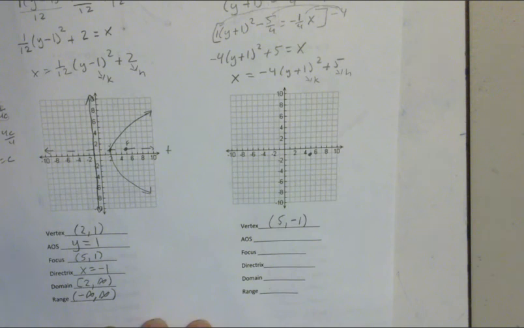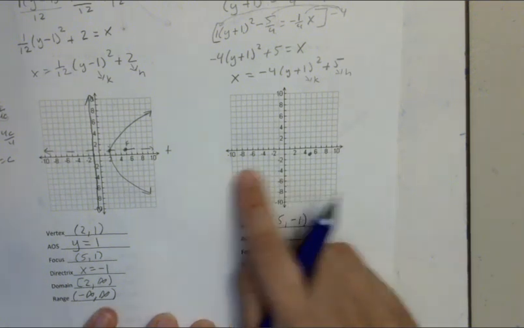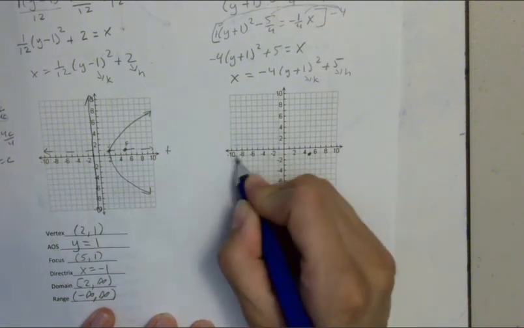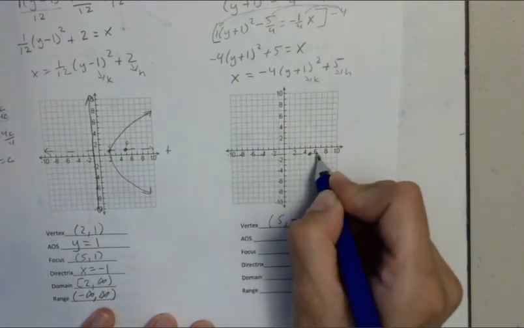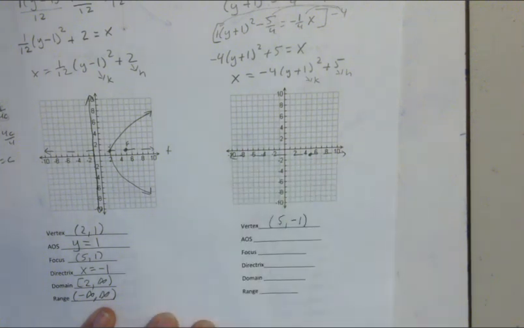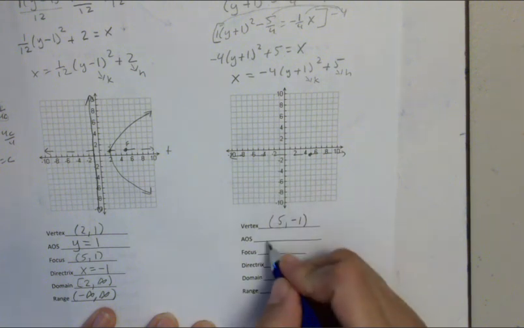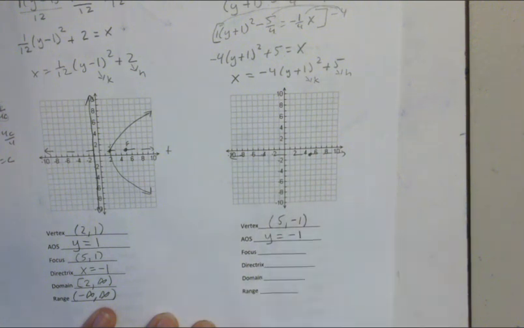And now I can go ahead and do my axis of symmetry. Remember, the axis of symmetry is a horizontal line that goes through the y coordinate of your vertex. So it's going through the y coordinate of the vertex, and it's a horizontal line that cuts through the y-axis. So it's y equals negative 1.